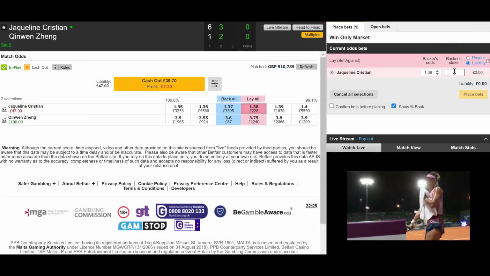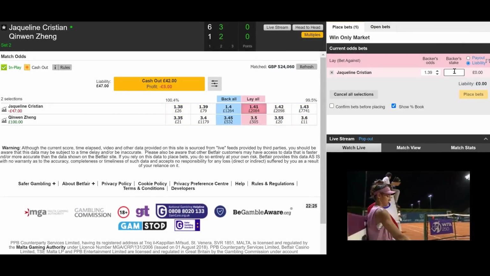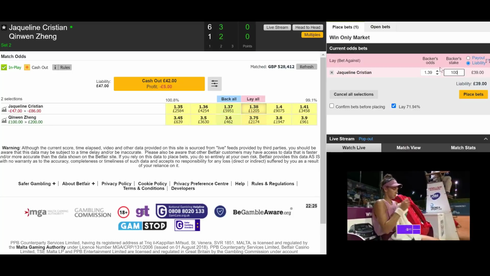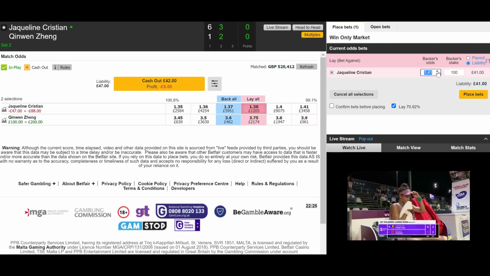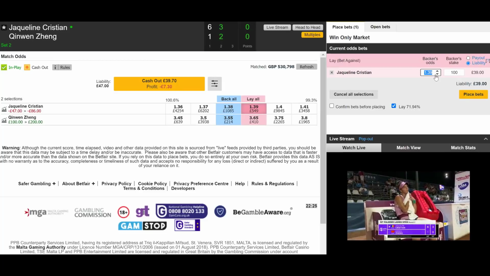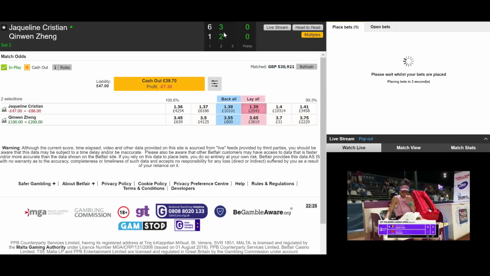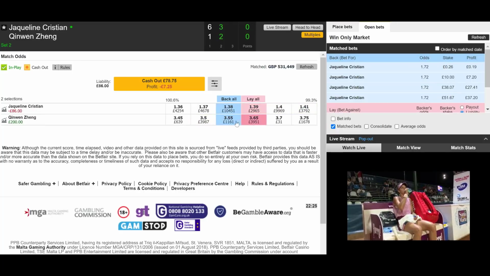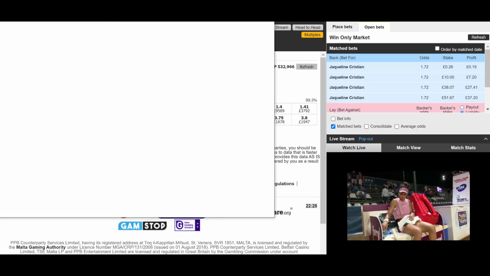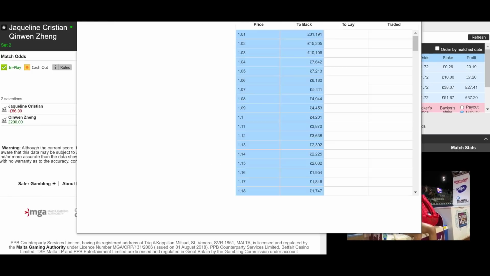Well, that just underlines the craziness of tennis trading, and Zheng was looking fully in control. I was about to press record and take the profit, and then she was 40-love up on her serve. She managed to end up losing her serve again. So anyway, we go in again. We're going to lay Christian again at 1.39, see if we can catch the repeating pattern.